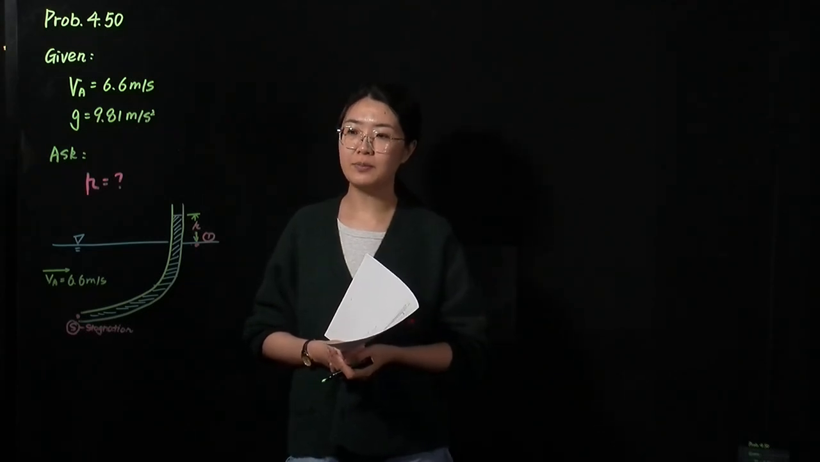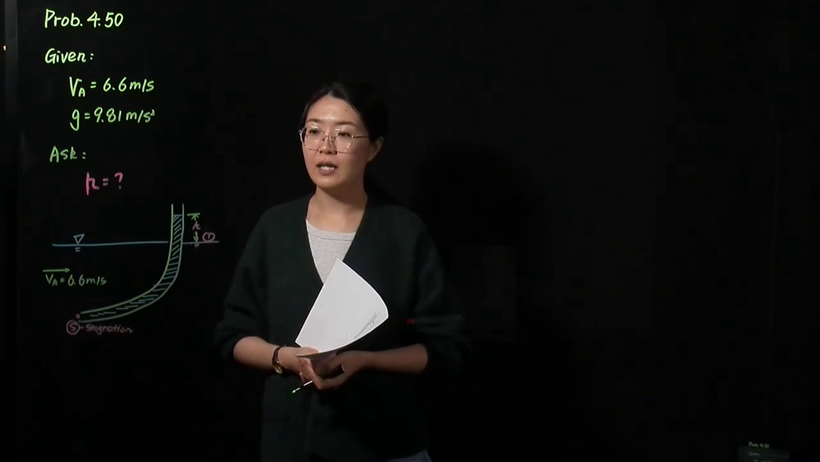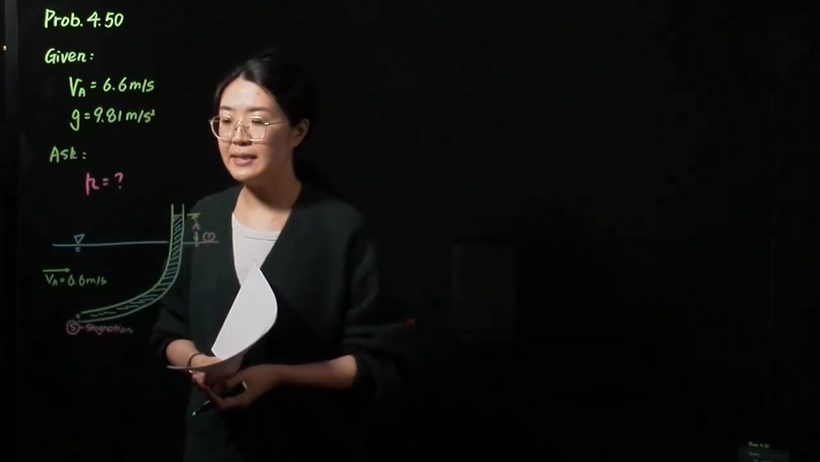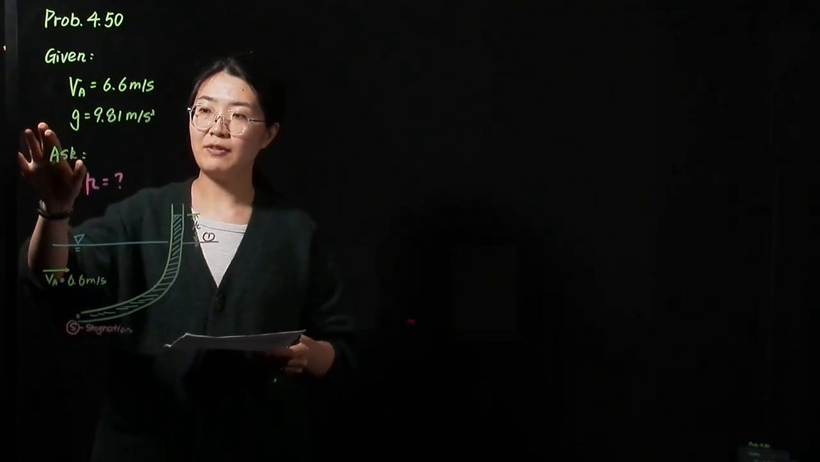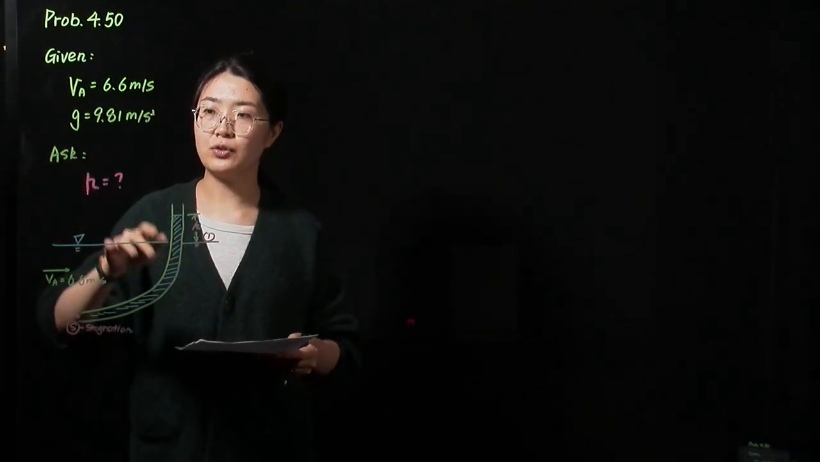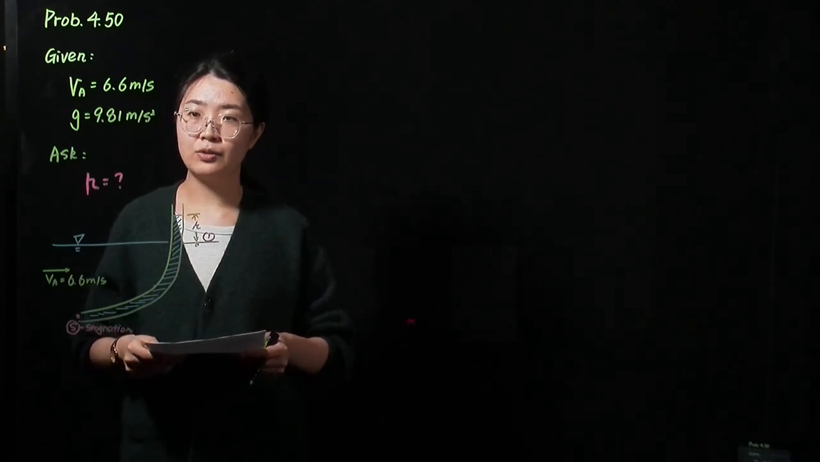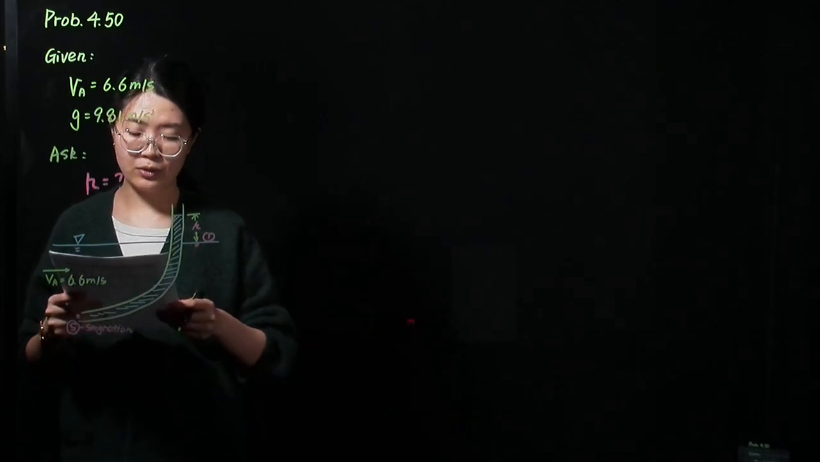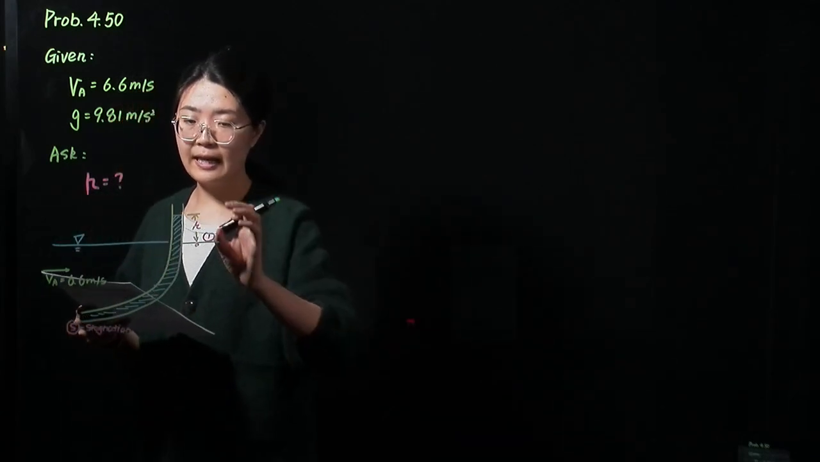In this problem, we have a glass tube placed in a flowing stream. We know the velocity of the stream is 6.6 meters per second. We also know g, the gravitational acceleration, equals 9.81 meters per second squared. And we want to know how high the water will rise, which is h.